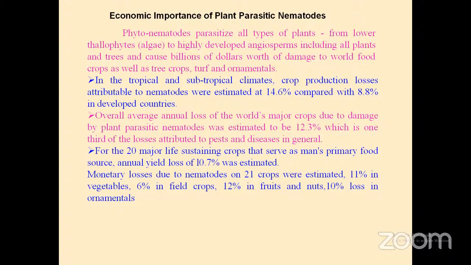In the estimated results, almost 14.6% damage is noted compared to the developed countries, and overall consumption is also damaged to 12.3%. With this recorded data, we can get an idea of how dangerous these nematodes are and what a threat they pose to human food production.